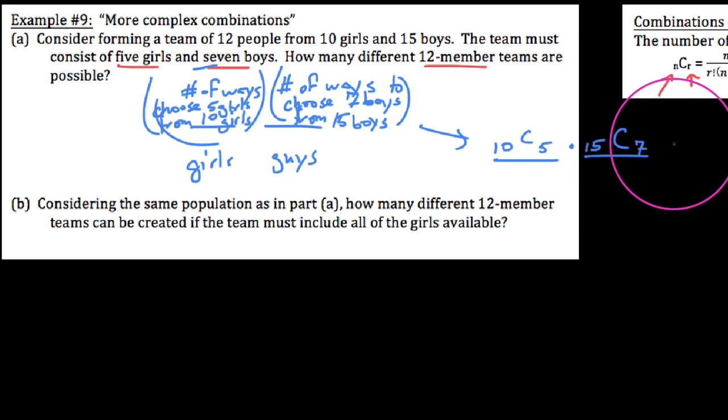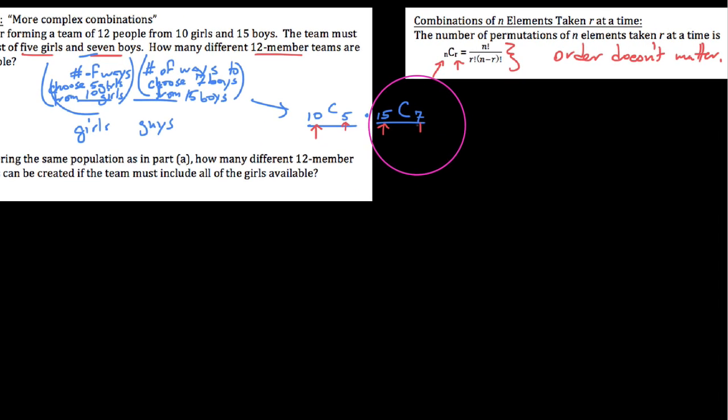A few things I want to say about this. We're going to evaluate both of these expressions, but the first thing is this. If I take the total number of girls plus the total number of boys, we should end up with the total number of people. And if I take these 5 girls and add them to these 7 boys, we should have our 12-person committee.